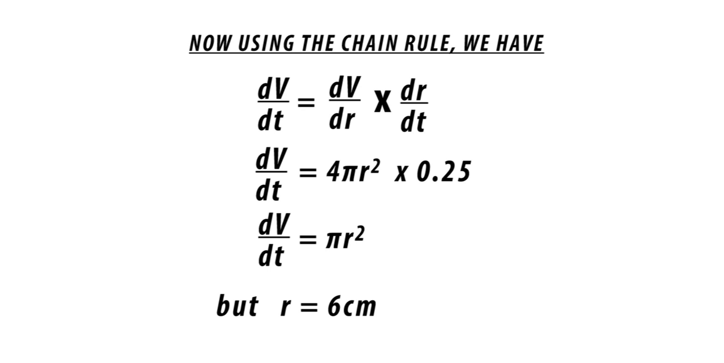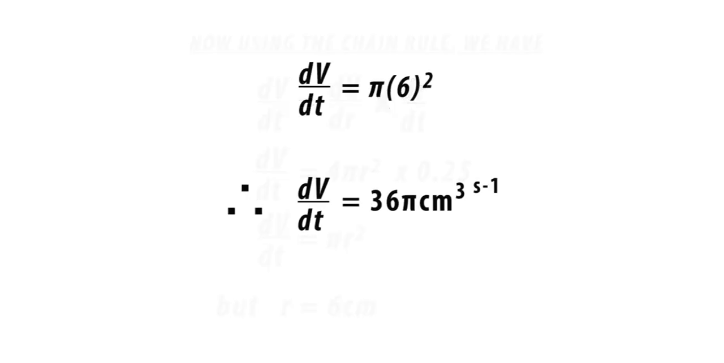But we were given the value of r. We were told r is equal to 6 centimeters. So dV/dt becomes pi multiplied by 6 squared. And that will give us 36 pi cubic centimeters per second. Therefore, dV/dt is equal to 36 pi cubic centimeters per second. Great.